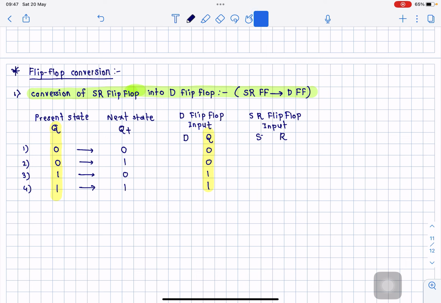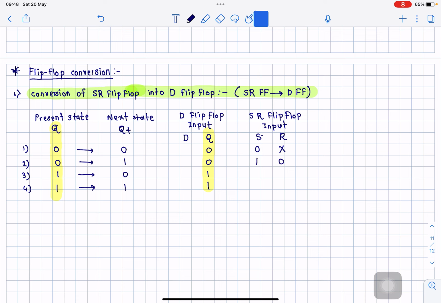Now you just recall the truth table of SR flip flop. First of all you write the inputs of SR flip flop S and R by considering the present state and next state which are shown in the first 2 columns. When present state is 0, next state is also 0, then S is 0 and R is don't care condition, right? Similarly in the second step, when present state is 0 and next state is 1, this indicates S set condition. So for that S should be 1 and R should be 0.